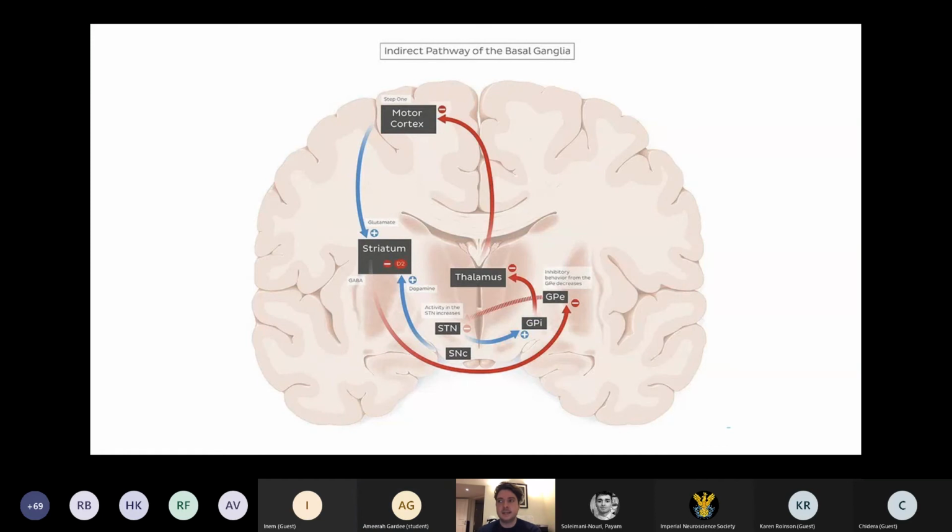So if no one else has hands up, is everyone happy to say they can, in their head, understand what the direct and indirect pathway are? Please raise any questions if you have any at this point, because I don't want to move forward if this is our core part of the talk. No more hands up. Okay, perfect.